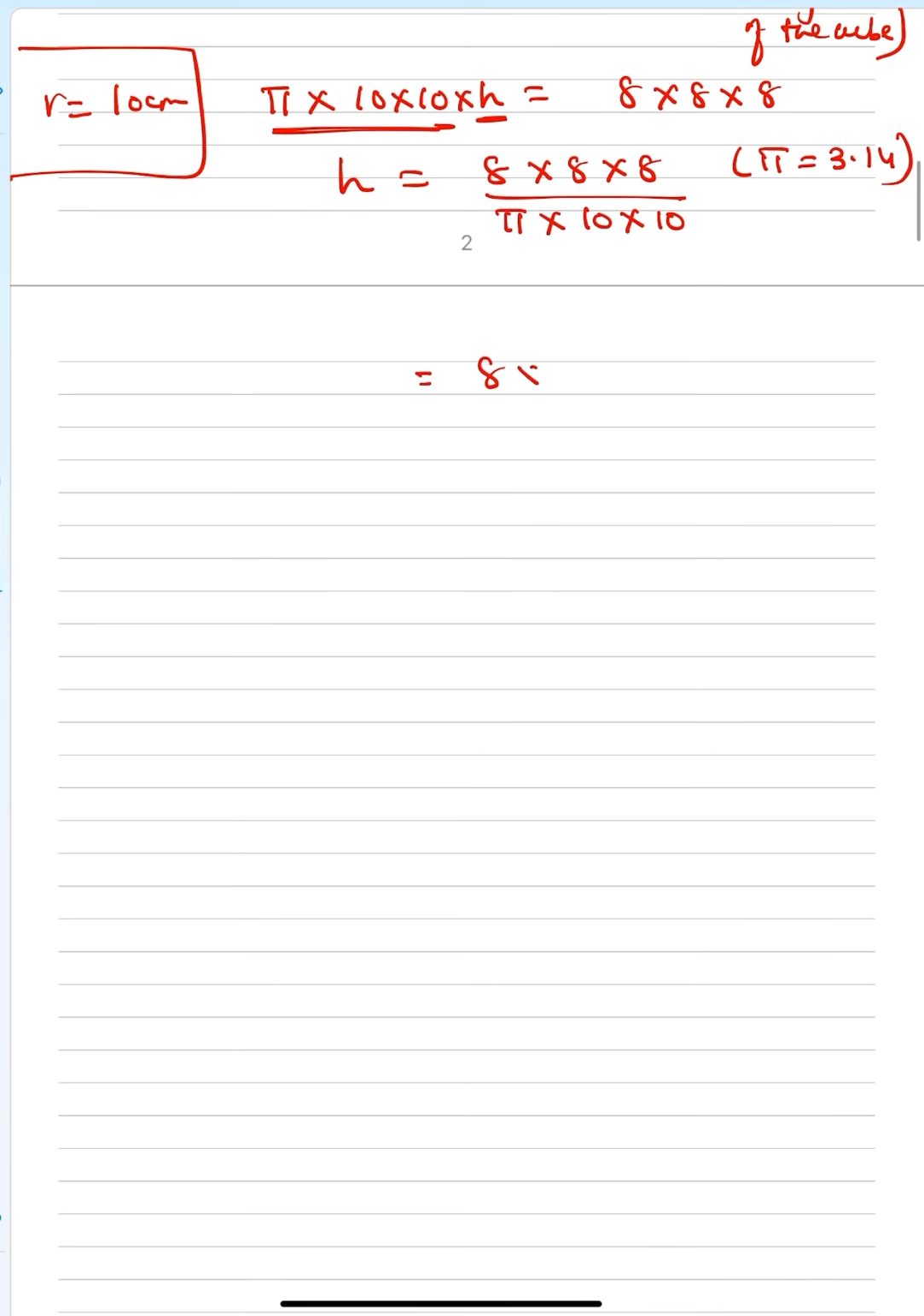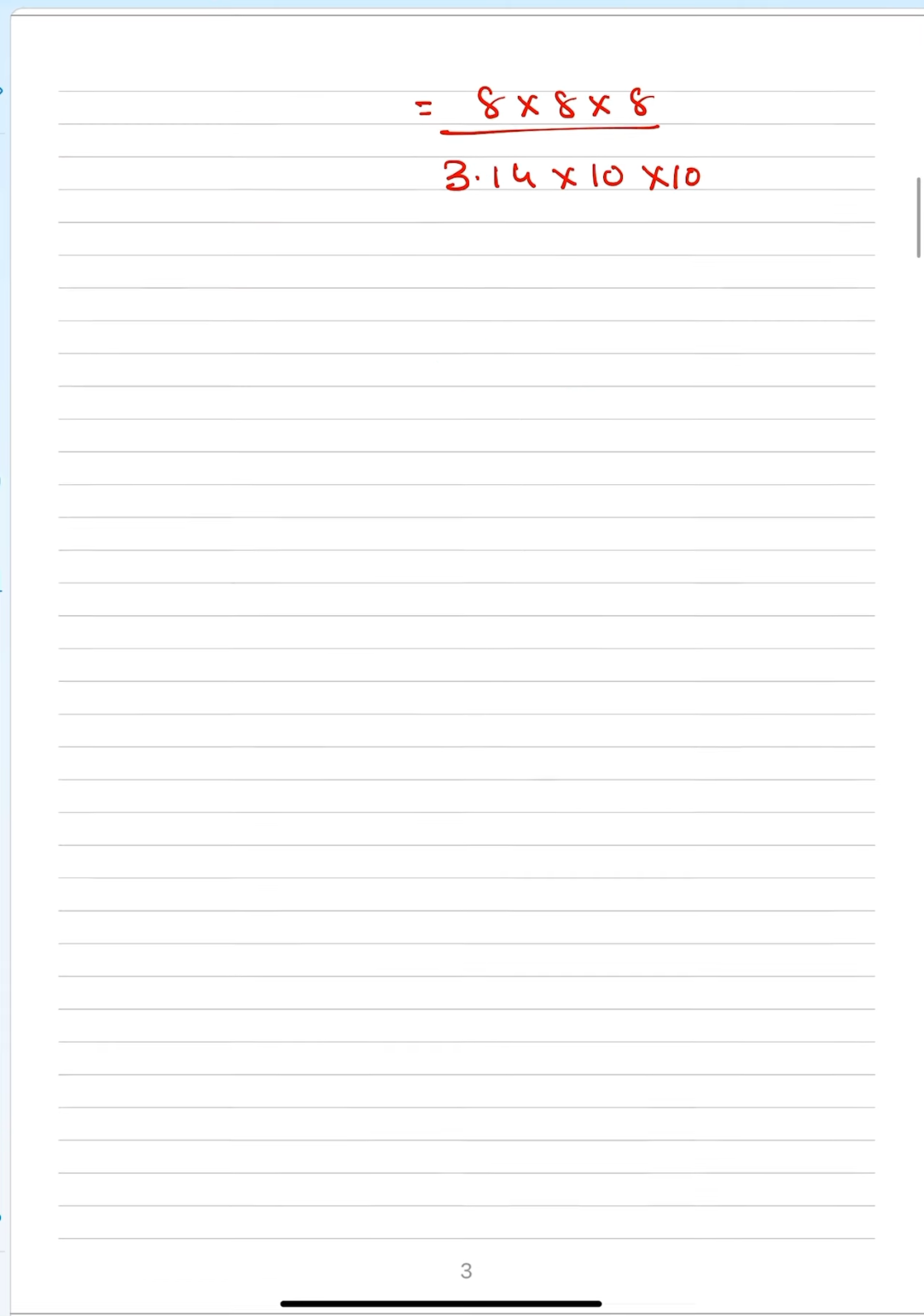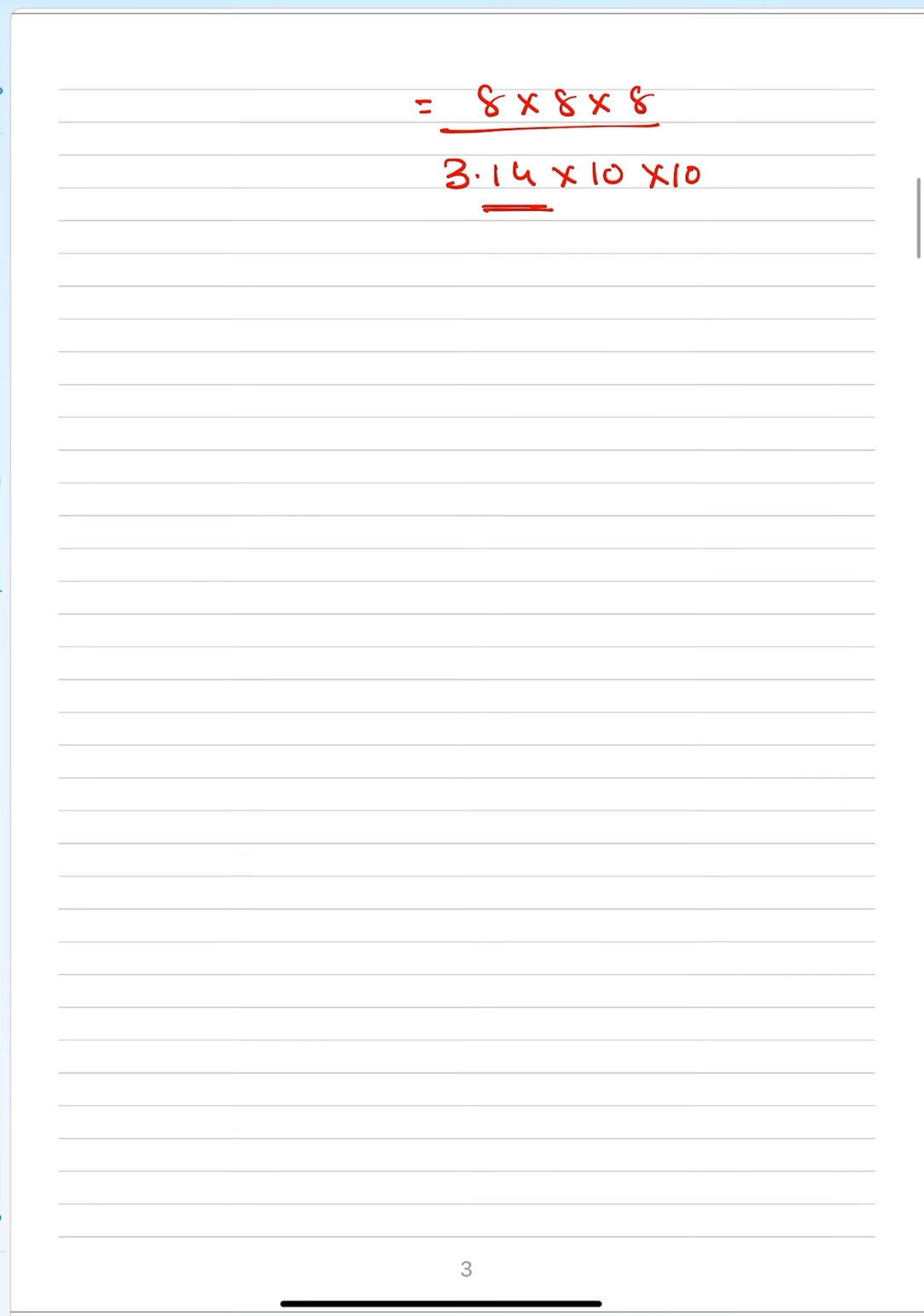So we'll write 8 into 8 into 8 upon 3.14 into 10 into 10. Now simple. There are two decimal points and here it is 100. So what we can say, 8 into 8 into 8 upon 314 into 100. To take out these two decimal points, I will put 100 over here. So this is gone, this is gone.